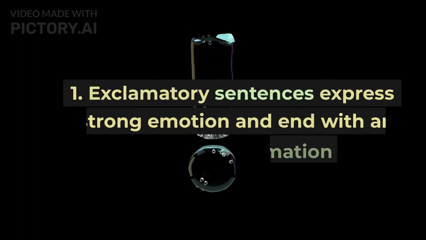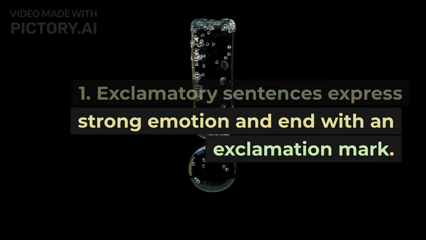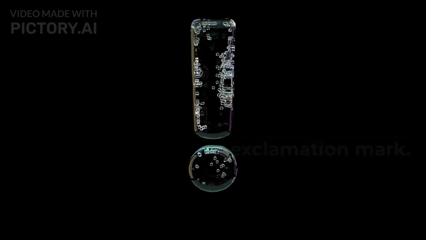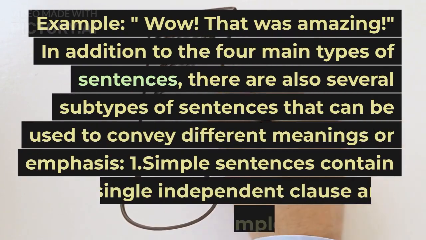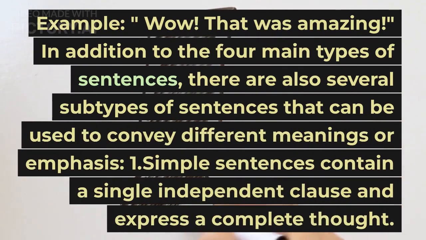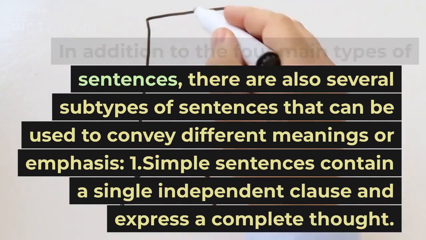Exclamatory sentences express strong emotion and end with an exclamation mark. Example: Wow. That was amazing! In addition to the four main types of sentences, there are also several subtypes of sentences that can be used to convey different meanings or emphasis.